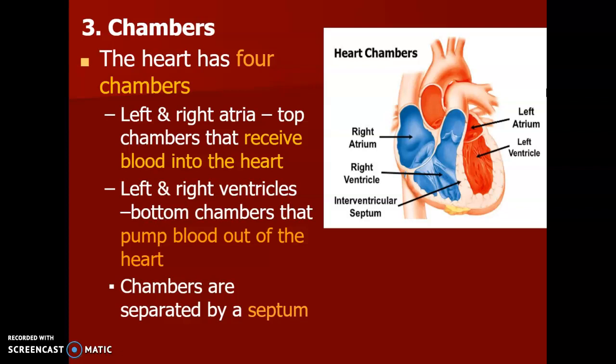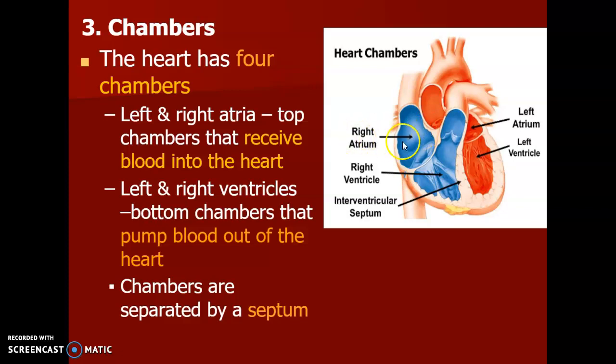So the heart has, in mammals, 4 chambers. All mammals, and humans are mammals, have 4-chambered hearts. Other animals like amphibians have 3-chambered hearts. But mammals have 4 chambers. On the top, they have a right atrium and a left atrium. Atrium is singular. I could talk about them together, and I'd say the atria, because atria is plural.